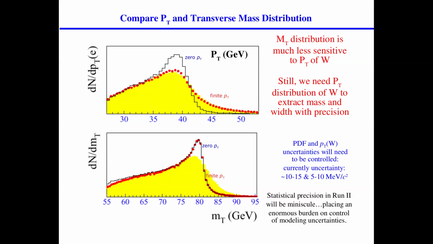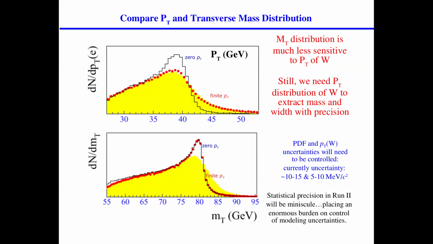So on the top, here's my PT. And then here's my transverse mass down here, and this is the problem I showed you before. If the boson has exactly 0 PT, you've got a nice sharp edge here at half the W mass, and you can use that to nail the W mass. But as soon as you add a little bit of smearing from soft gluons and things like this, it smears that out.